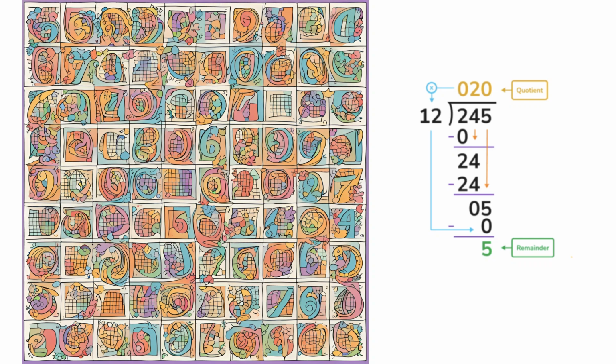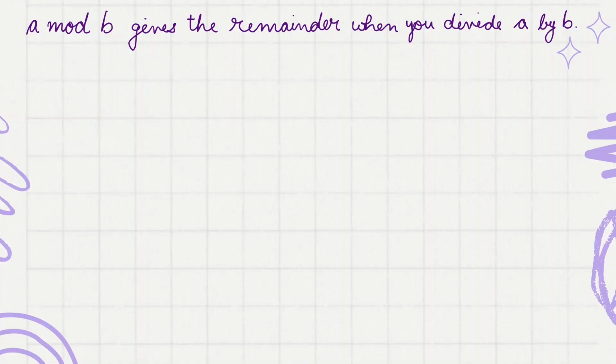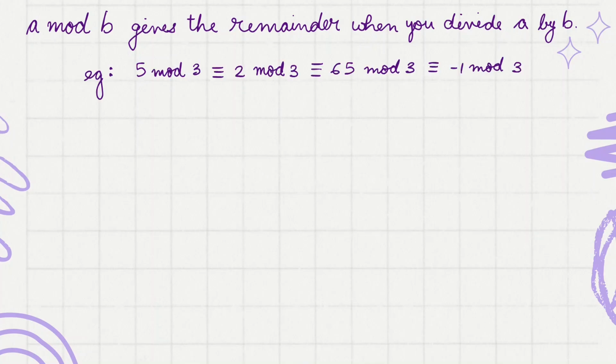It's all about remainders. When you divide one number by another, whatever is left over is the remainder. So a mod b gives the remainder when you divide a by b. Let's look at an example.